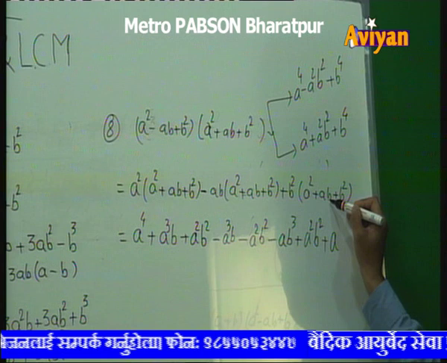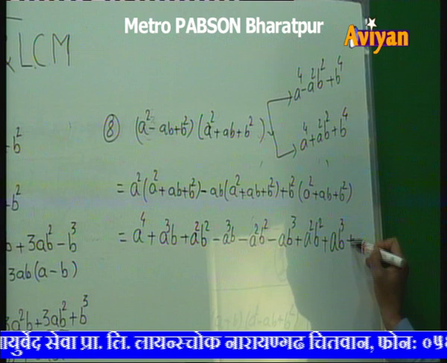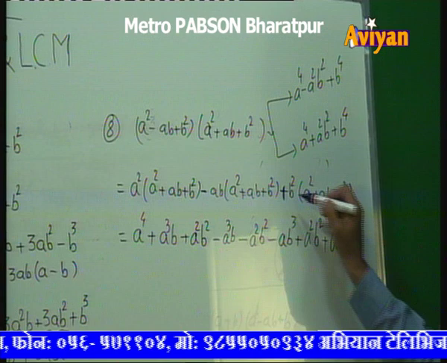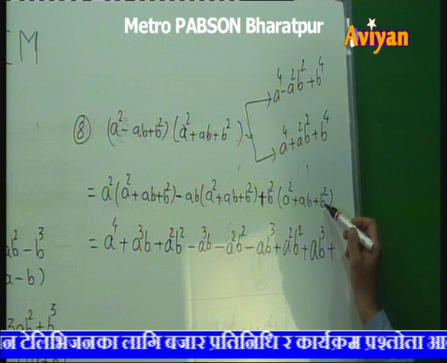This is A, 1B is here, 2B's are here, B cube, again plus, because we are removing the bracket by a plus sign. Removing a bracket by a plus sign is easy. We leave whatever is the sign inside the bracket. Now B square and B square, it becomes B to the power 4.